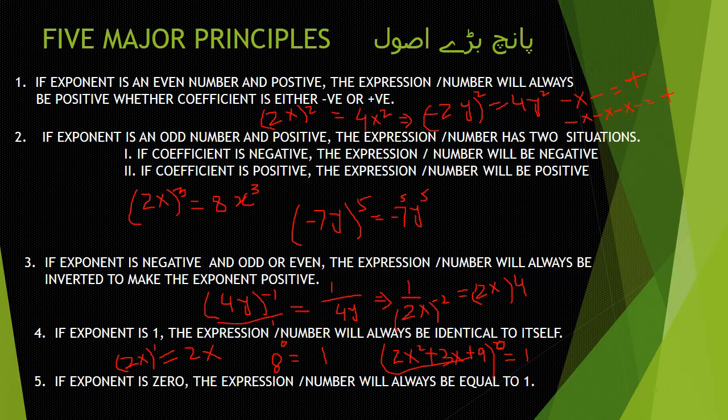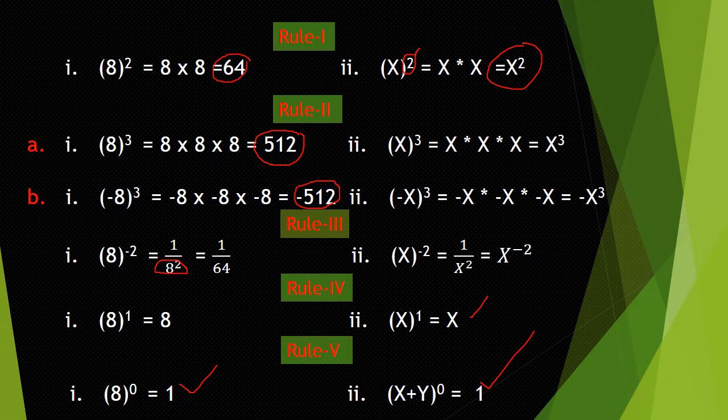If there is a big, large expression, but it has the power of 0, sorry, I have written 2 here, it is 0. So if a big expression has the power of 0, it will always be equal to 1. If I write here a number 8 with power 0, so 8 raised to the power 0 will be equal to 1. Now I am coming to the right side for explaining these rules.